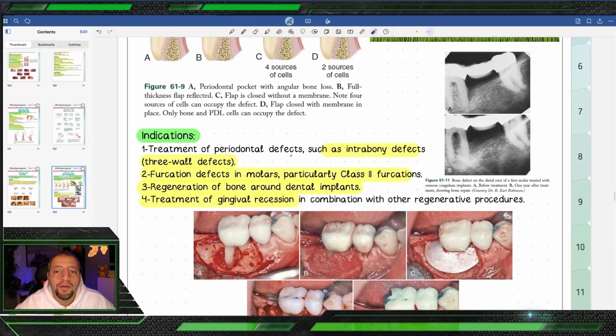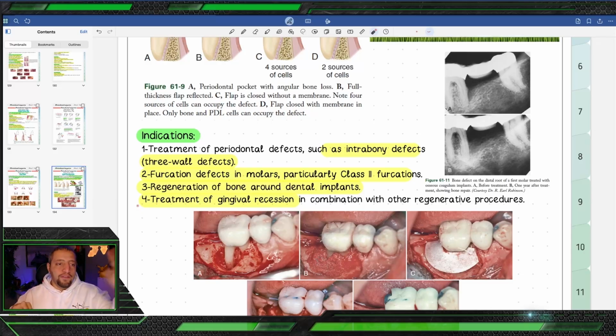Indication: treatment of periodontal pockets such as intra-bony defect, 3-wall defect. I'll explain the meaning of the 3-wall in the picture. Furcation defect in molar, particularly class 2 furcation. So the main indication for GTR: vertical bone loss, intra-bony 3-wall defect, and furcation defect, particularly class 2 furcation. That is the best one in the lower teeth. Regeneration of bone allows dental implant, which is like here. And treatment of gingival recession in combination with other regenerative procedures. This last indication is not so favorable, but yeah, it can be used.